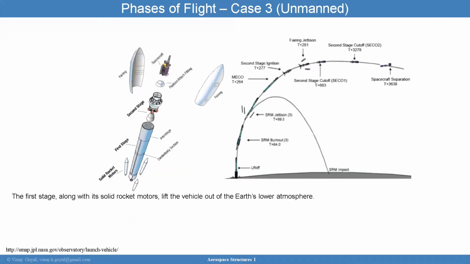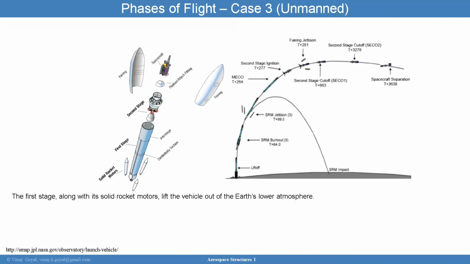Case number 3 is looking at a different launch vehicle, the same idea. You have liftoff, and what I like about this slide is that it shows you the times when things occur. You have liftoff here. You have side rocket motor burnout at 64 seconds. And then from there you have side rocket motor jettison at 89 seconds, meaning the side rocket motor may have burned out at 64 seconds, but it stays attached for another 30 seconds before it gets detached.